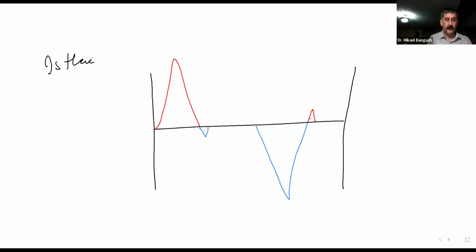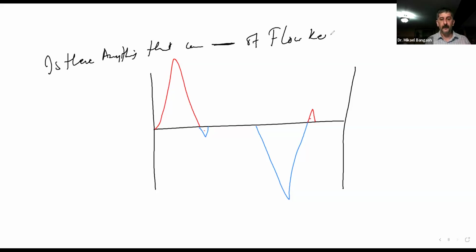So is there anything that can get rid of the flow reversal? You could increase the wall filter. Kristen, you know what?